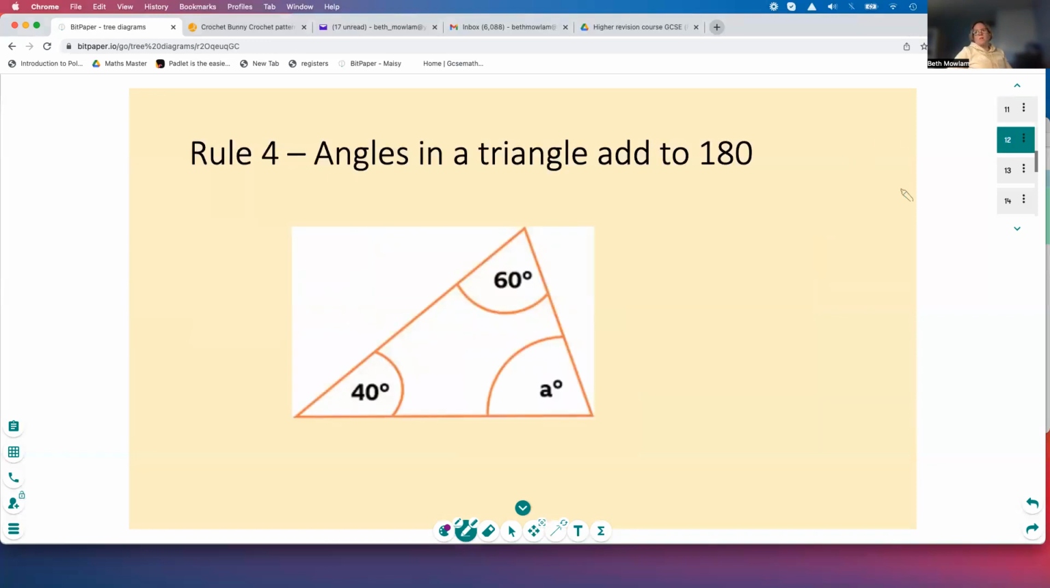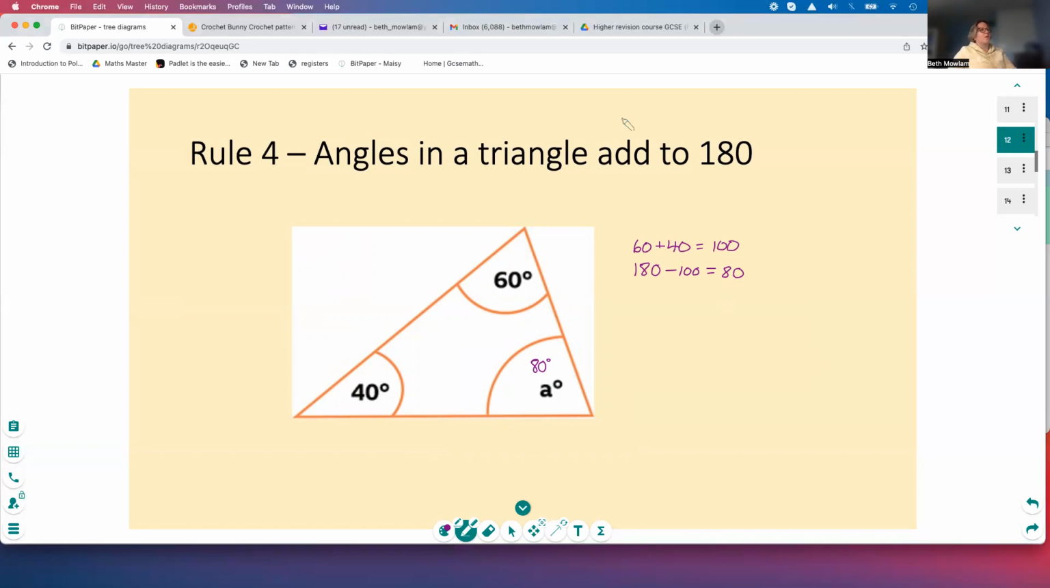Then rule number 4 is angles in a triangle add up to 180 degrees. So this is very much like angles on a straight line. What you do is you take the ones you already know, add them together, and say what is left to get to 180. So 180 minus 100 means that there is 80 degrees left. So you add up the two you already know, take it away from 180.